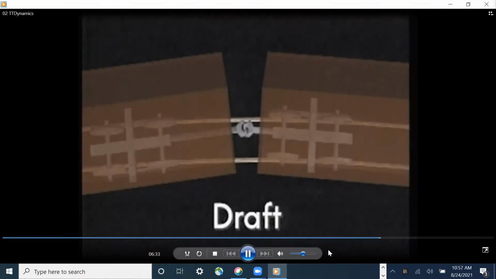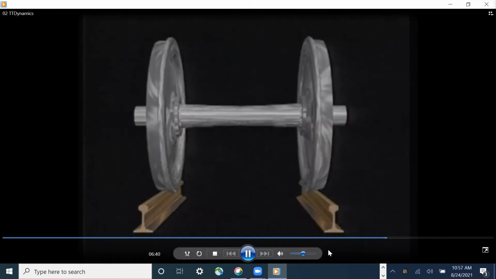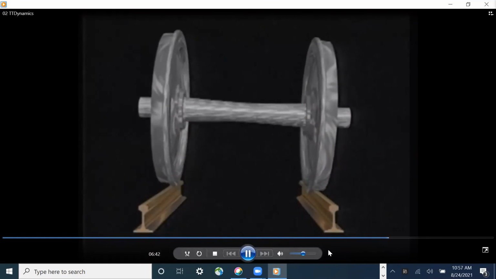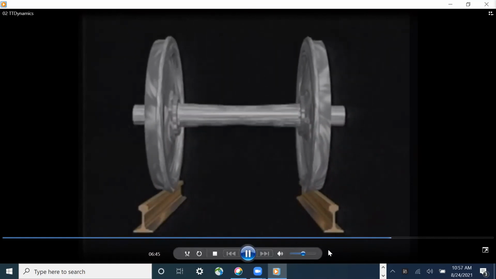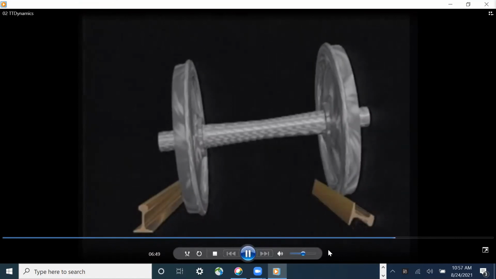Draft forces in a curve pull the trucks of adjoining cars inward, encouraging high rail wheel lift, or gauge spreading and high rail wheel drop, resulting in low rail rollover.